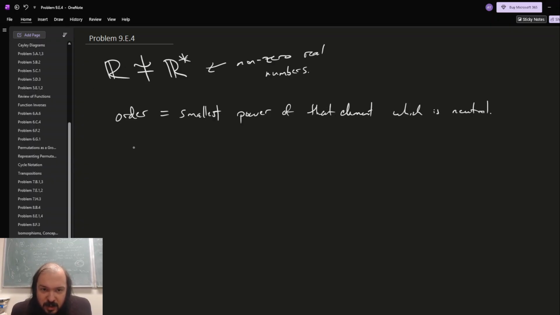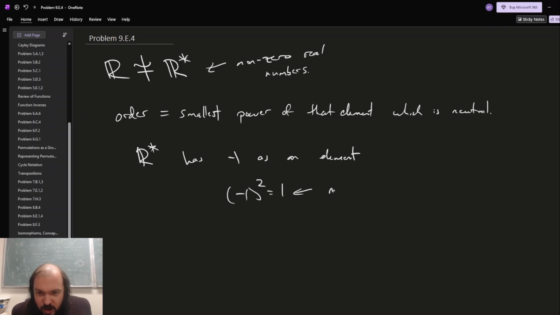Now, what we notice is R star has -1 as an element. But under multiplication, right, the star means multiplication is the operation, -1 squared equals 1, which is the multiplicative identity. There's our neutral element. So in other words, R star has an element of order 2.